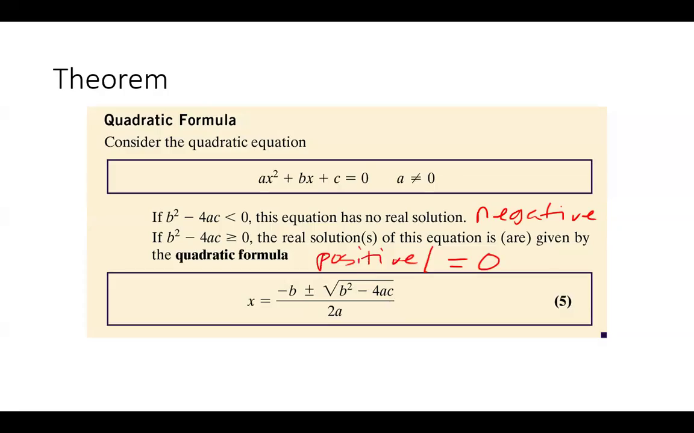All right, here we go. X equals negative b plus or minus the square root of b squared minus 4ac divided by 2a.